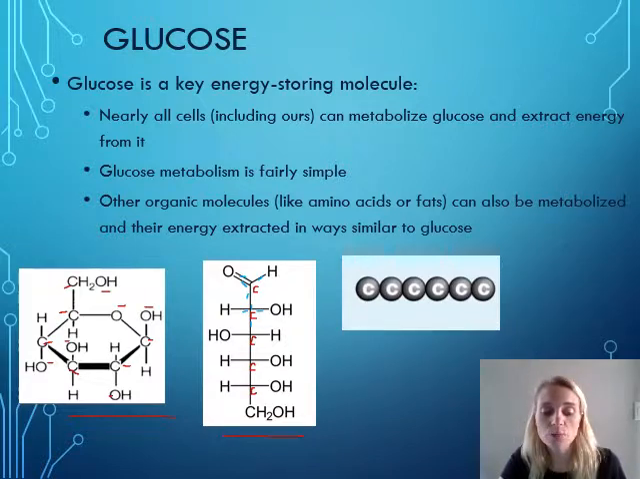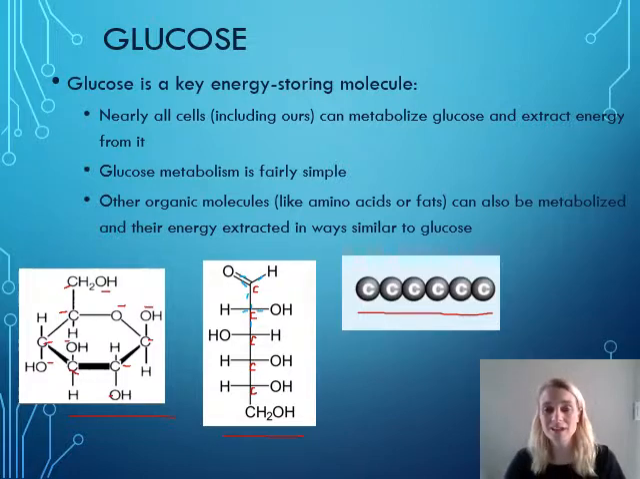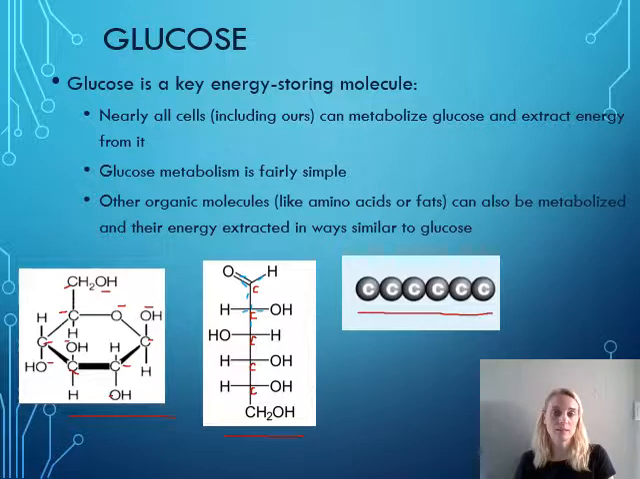A more simplistic way that you might be seeing glucose is just a carbon skeleton. The oxygens aren't shown, the hydrogens aren't shown. And a lot of times when you see it in this way, you're just trying to focus on keeping track of those carbons. We'll be seeing this in the glycolysis section and the Krebs cycle, since that's where we're going to be doing most of our glucose metabolism.